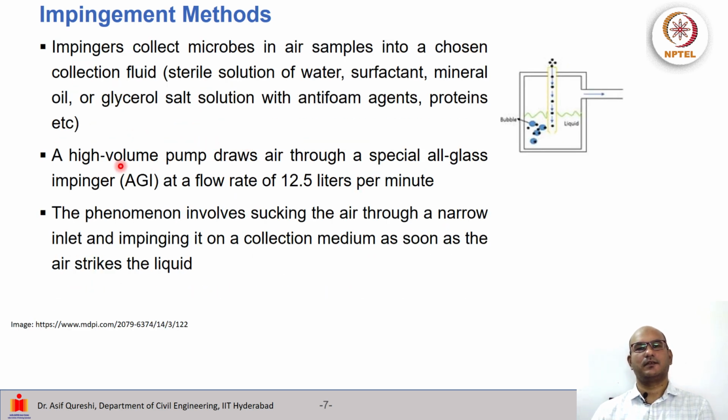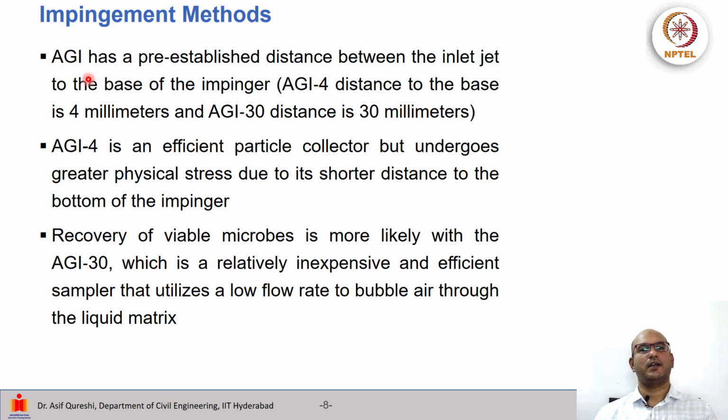So this all glass impingers are also abbreviated as AGIs. So all glass impingers, or AGI, have a pre-established distance between the inlet jet and the base of the impinger. So the term AGI4 means the distance to the base is 4 millimeters. AGI30 implies the distance is 30 millimeters. So this number basically tells the distance between the inlet jet and the base.